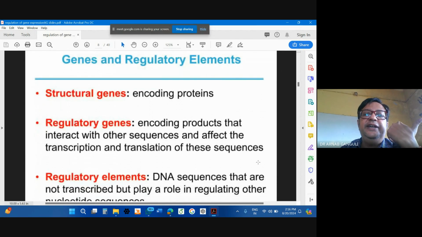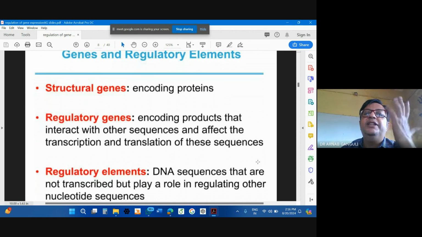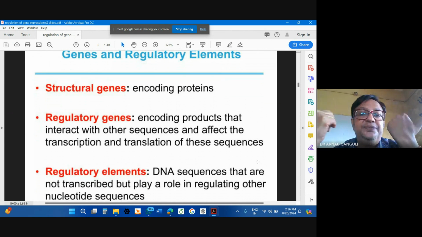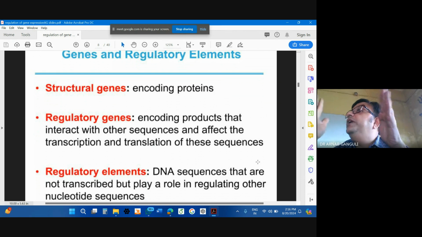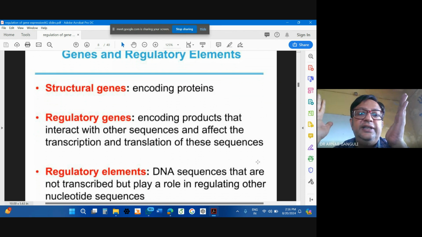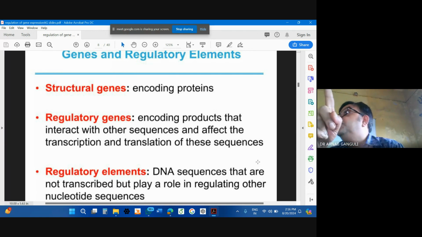Now, genes and regulatory. What are the regulatory elements? Next slide, mein dekho. First are the structural genes. That is the ORF, which is coding for the protein, the structural gene. Then you have the regulatory genes. They encode, they make products that interact with other sequence and affect the transcription and translation of these sequences.